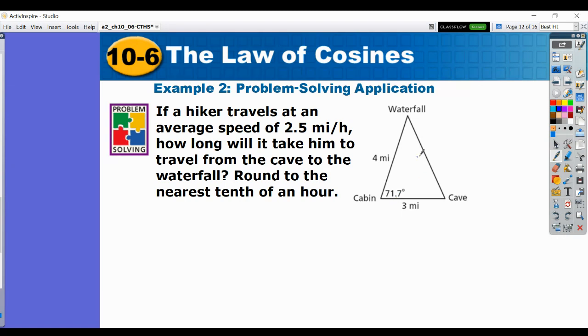It's just find the missing piece. So the question for this one: how long will it take him to travel from the cave to the waterfall? You would find this distance and then multiply it by 2.5 miles per hour. And that will give you how much time.